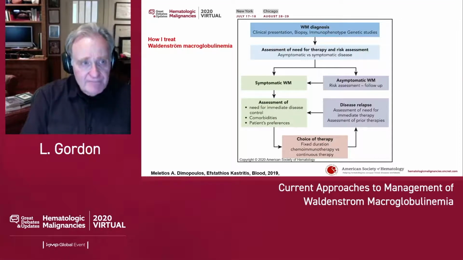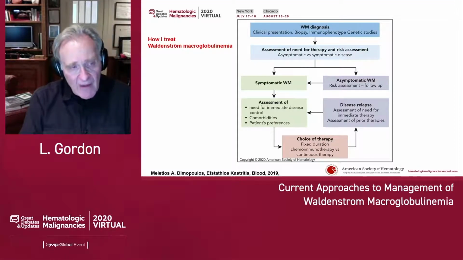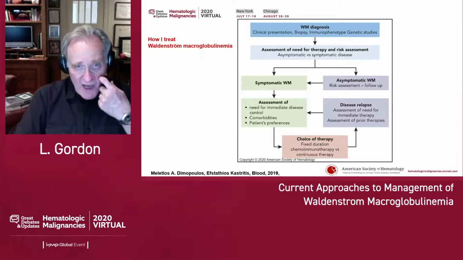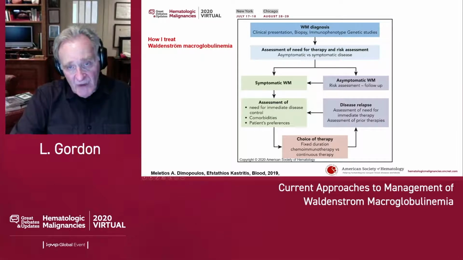So this is from the How I Treat manuscript. I think it's worth reading for everybody, in Blood in 2019. At the time of diagnosis, immunophenotype and some genetic studies, especially the CXCR4 and MYD88, a bone marrow biopsy, and look at the clinical presentation. Those that are not symptomatic should be followed.